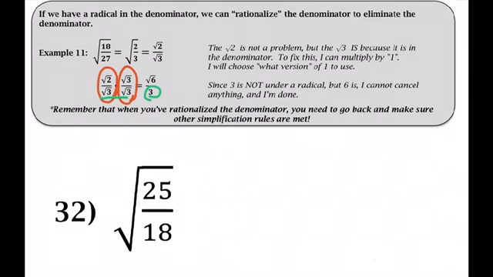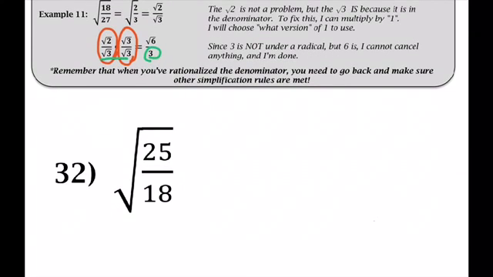So let's look at, oh, and I've got a little asterisk here. Remember, when you rationalize the denominator, you need to go back and make sure that other simplification rules are met. So there's no square numbers under the radical. There's nothing else you can simplify. So make sure that all that's been done.